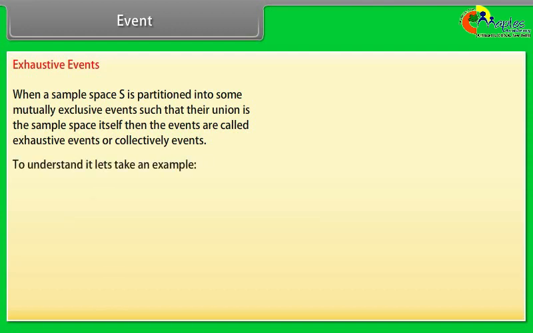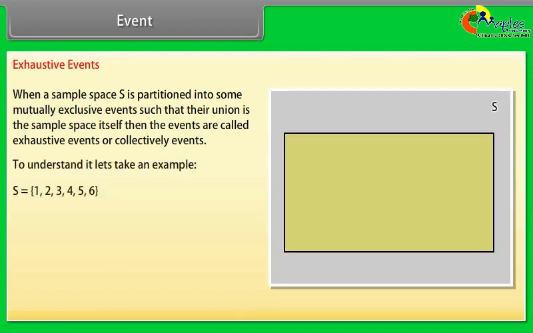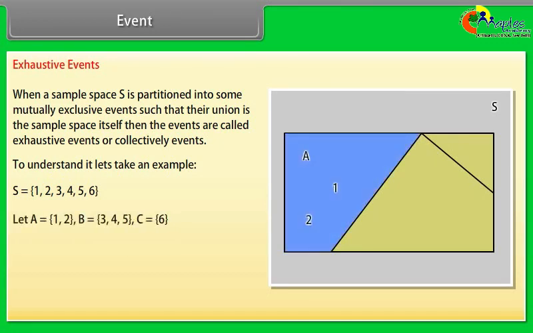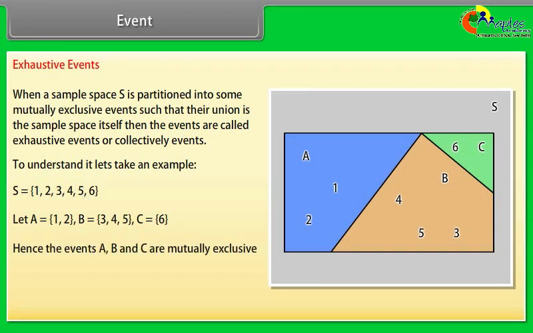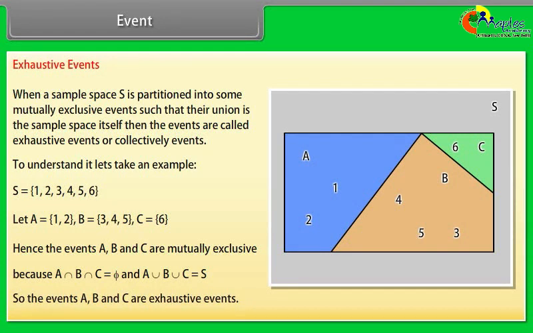To understand it, let's take an example. S is equal to {1, 2, 3, 4, 5, 6}. Let A is equal to {1, 2}. B is equal to {3, 4, 5}. C is equal to {6}. Hence the events A, B and C are mutually exclusive because A intersection B intersection C is equal to phi and A union B union C is equal to S. So the events A, B and C are exhaustive events.